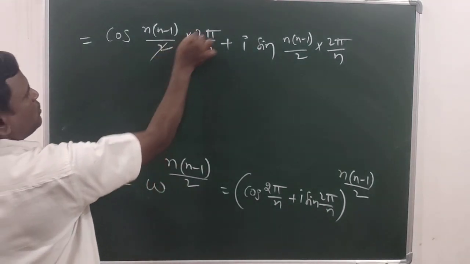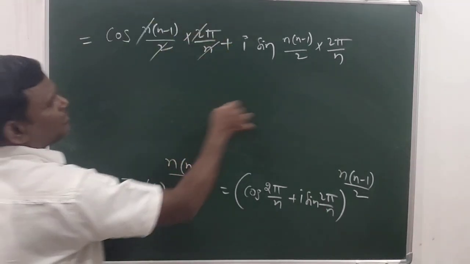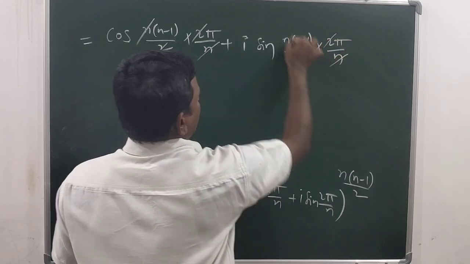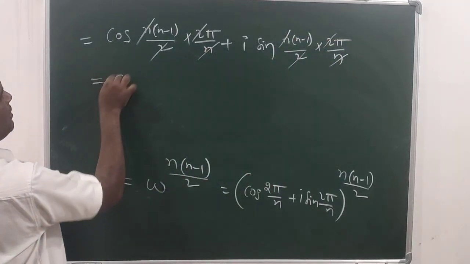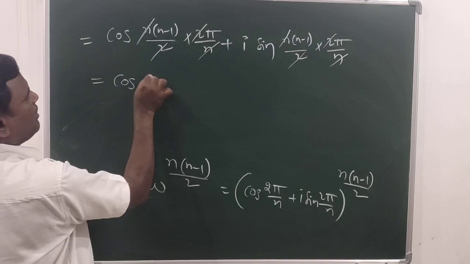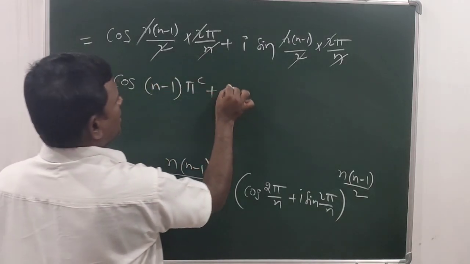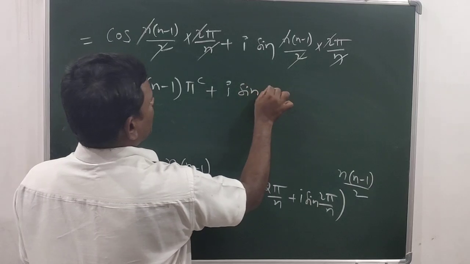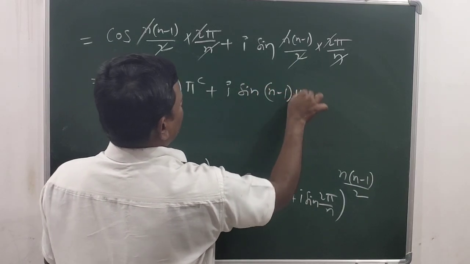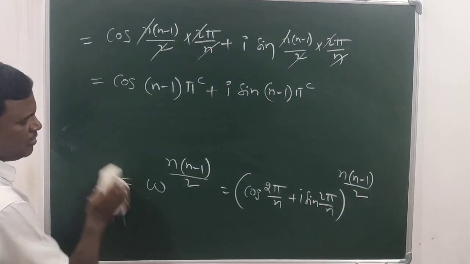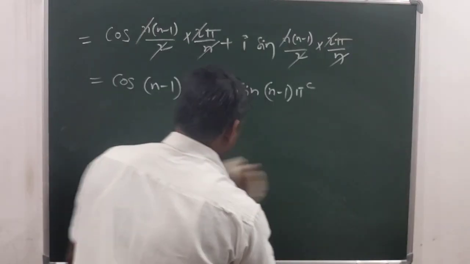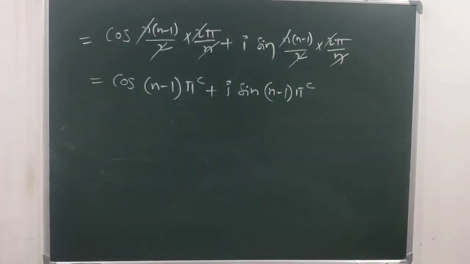See, these two cancel, n cancel. Cancel these two. So what is left? Cos of (n minus 1) into pi radians plus i sin (n minus 1) into pi radians. Okay, students, from there onwards, how do you simplify that?